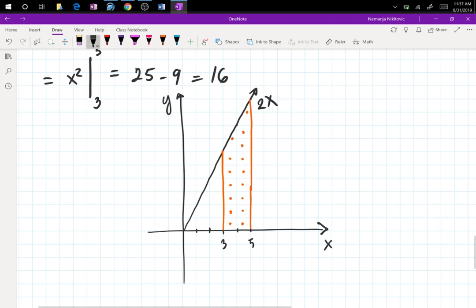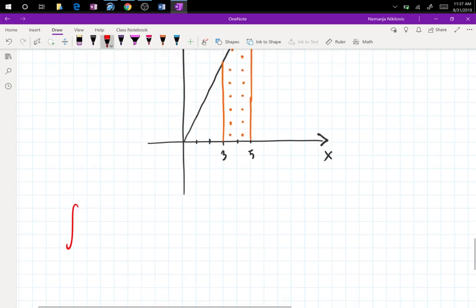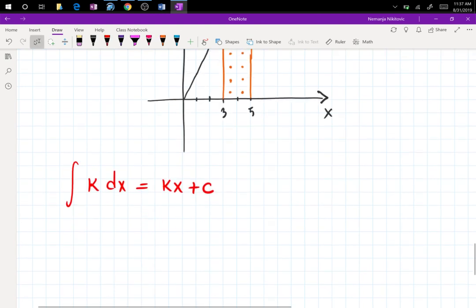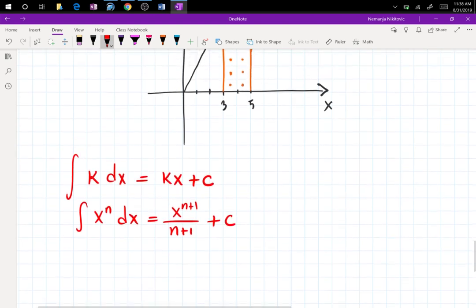I did ask you to already take a look at as many exercises to refresh your integration tables from 4.9, so you know that the integral, I'll write some of them in blood. Integral of a constant k dx is kx plus c. Integral of x to the n dx is x to the n plus 1 over n plus 1 plus c. These are all 4.9 basic integrals.